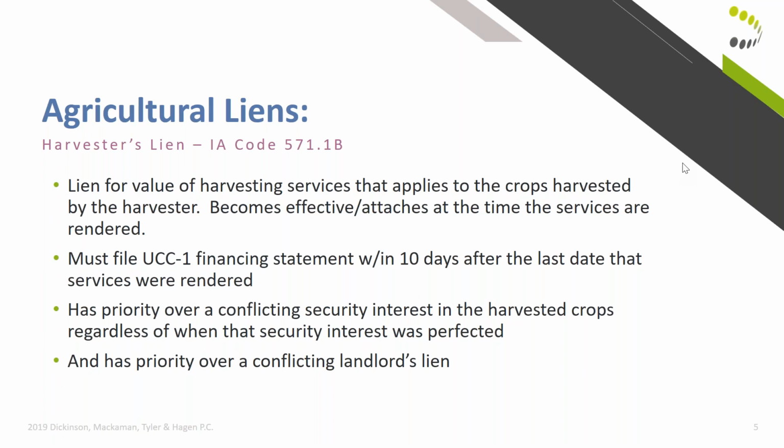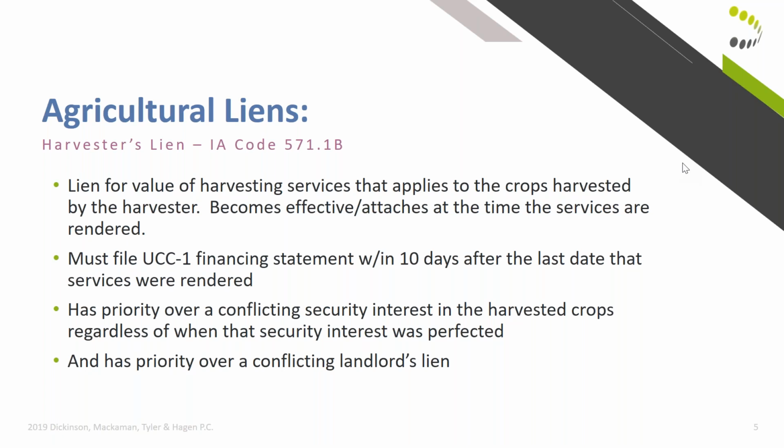Is it the last day that the equipment was taken off? Did the harvester's mere presence on the site, even though no work was done, constitute services being rendered? Those are some issues that can arise in that. It can get very sticky as to when the last 10 days were. And again, it's just very difficult to prove when the harvester was last there. But that's just something to be aware of.